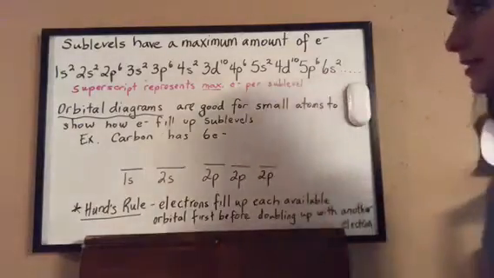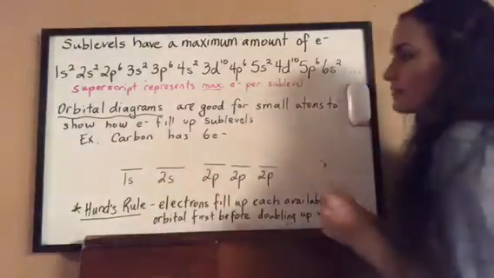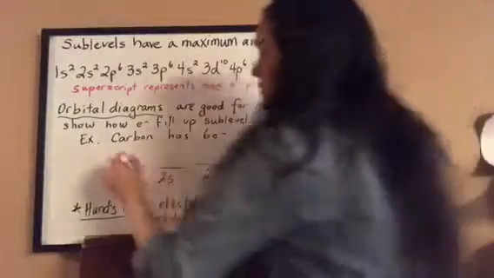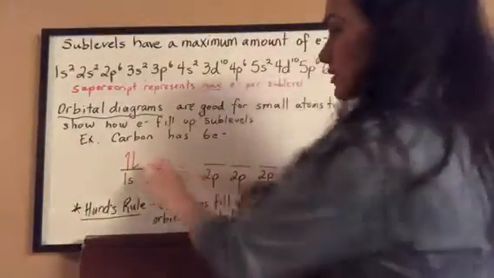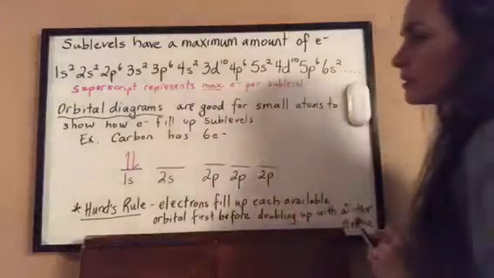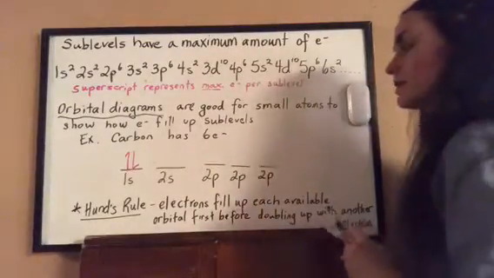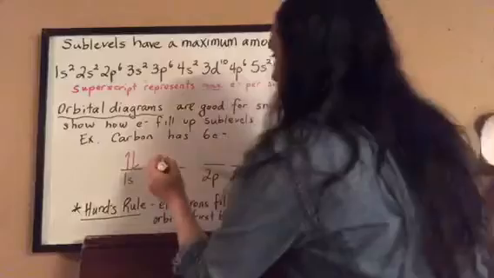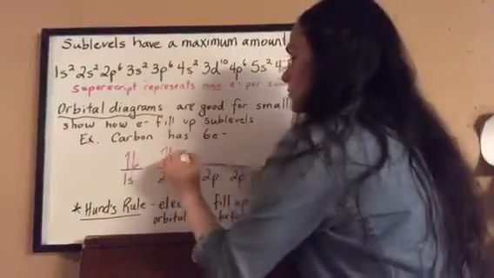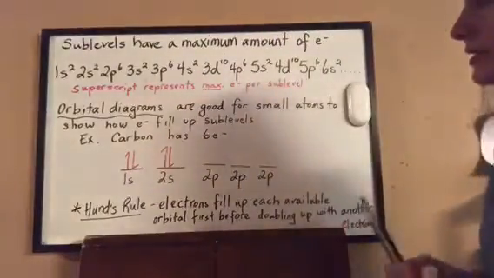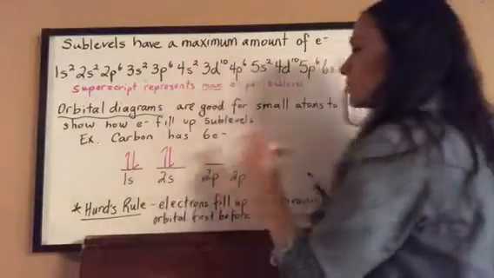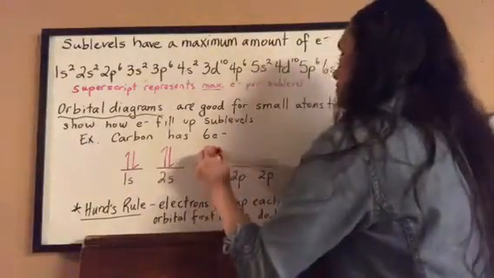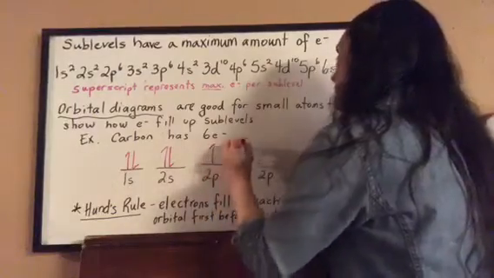Carbon has 6 electrons. The first sublevel that fills up is 1s. 1s2, 2 electrons, 2 out of the 6 go into the 1s sublevel. That accounts for 4 more. 2s will take 2 more of those 6 electrons. Then we have 2 more remaining. Those 2 additional ones go into the 2p sublevel.